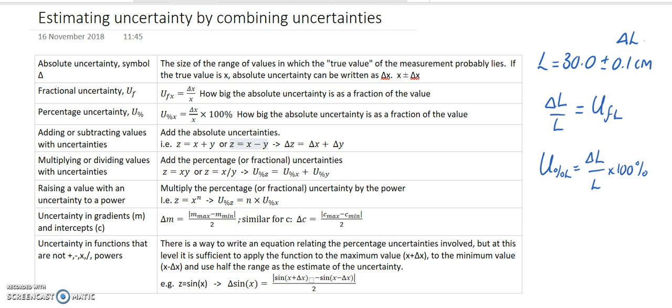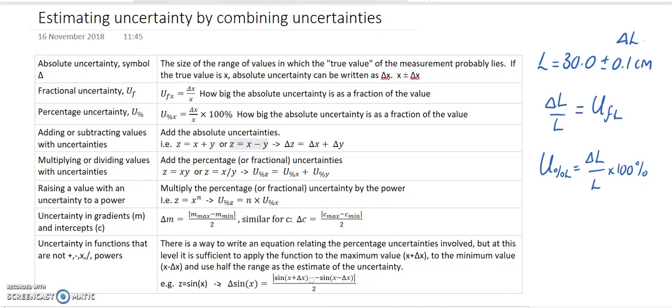And if you're doing some other function, which isn't addition, subtraction, multiplication, division, or raising to a power, then the easiest way to do it at this level is to do half the range as you did with this. You apply the function to the maximum version of that quantity, x plus delta x, and to the minimum version of that quantity, x minus delta x. Take the modulus, divide by 2, and that gives you the absolute uncertainty in sine x.